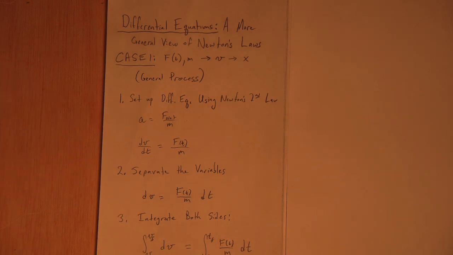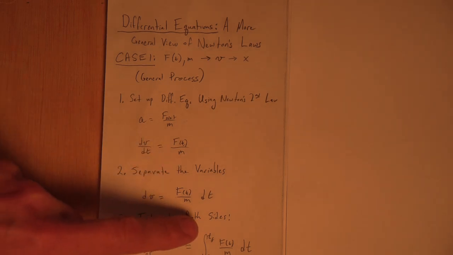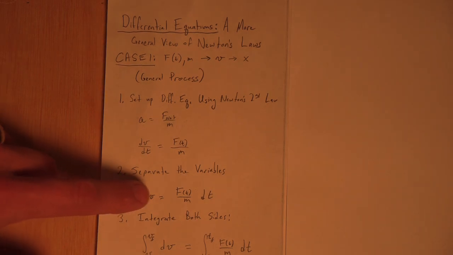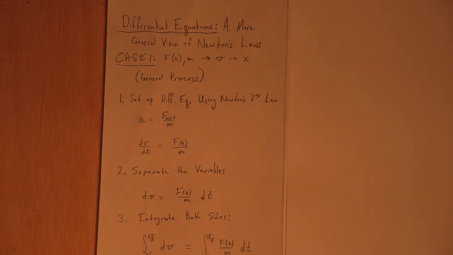And then the second step is you separate the variables. And what that means is you put all the velocity terms on one side and all the time terms on the other. So that's what we did here. I took the dt, moved it to the other side, and now I have all velocity on this side, all time on that side, and force as a function of time.